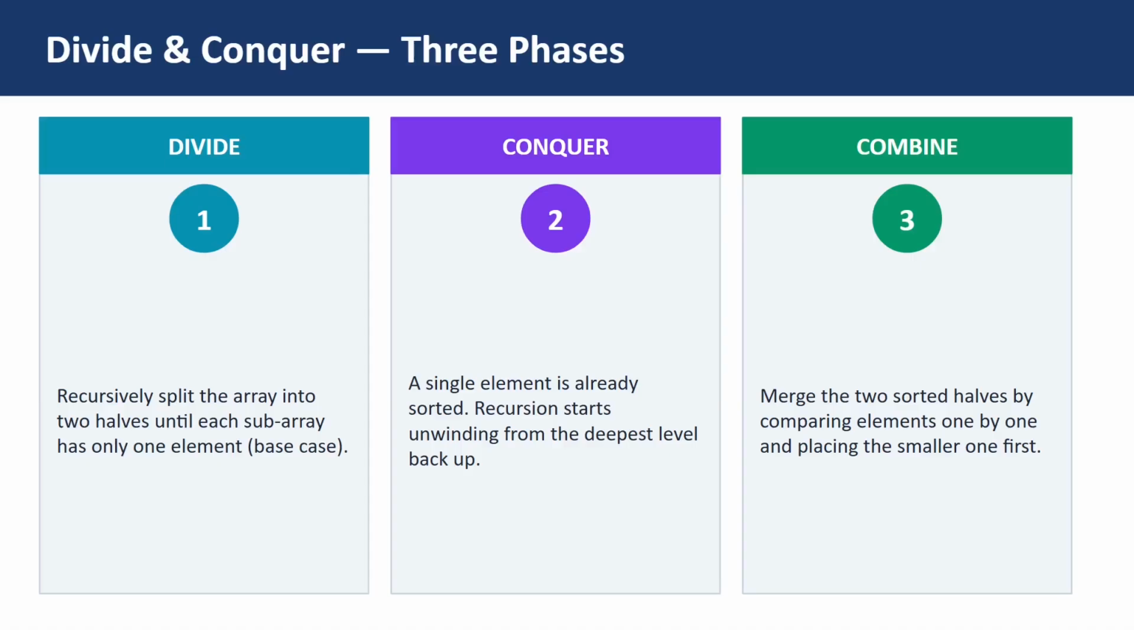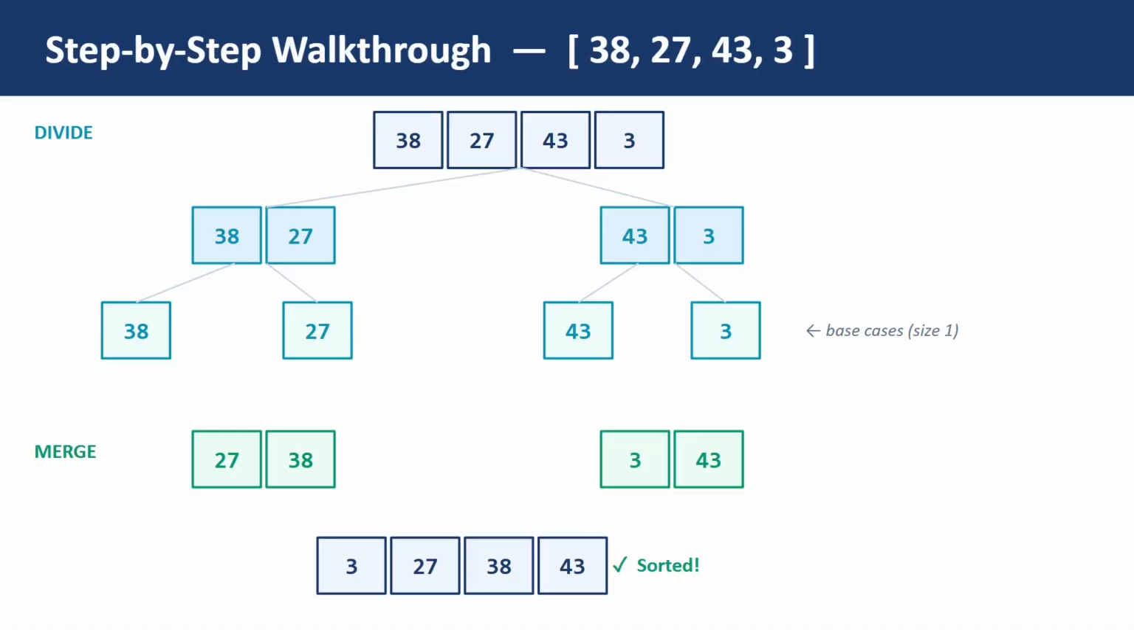First is divide. We keep splitting the array into two halves until every piece has just one element. Then conquer. A single element is already sorted by definition, so we don't do anything here. We just let the recursion unwind. And finally, the combine. This is where the real work happens. We take two sorted halves and merge them together by comparing elements one by one and always picking the smaller one first. Now let's go through an example.